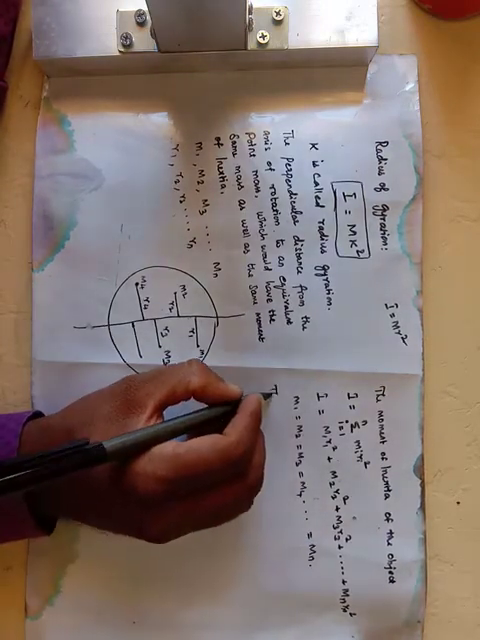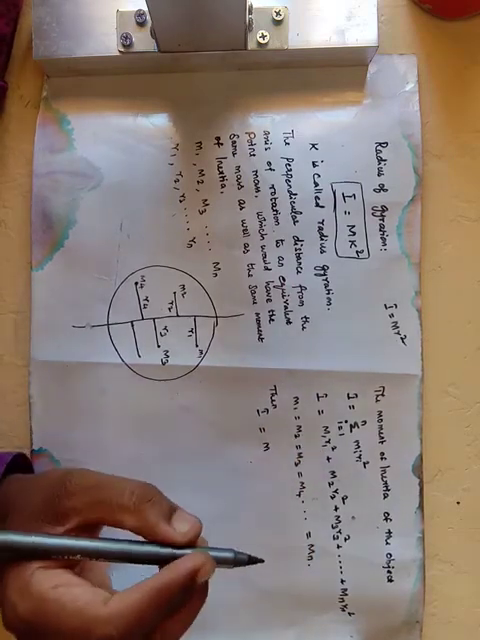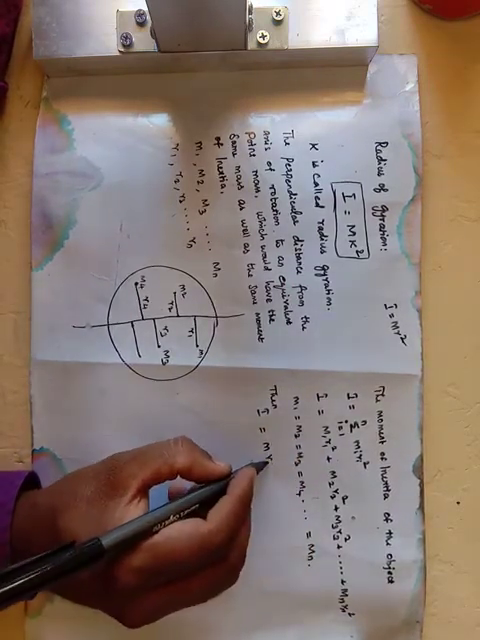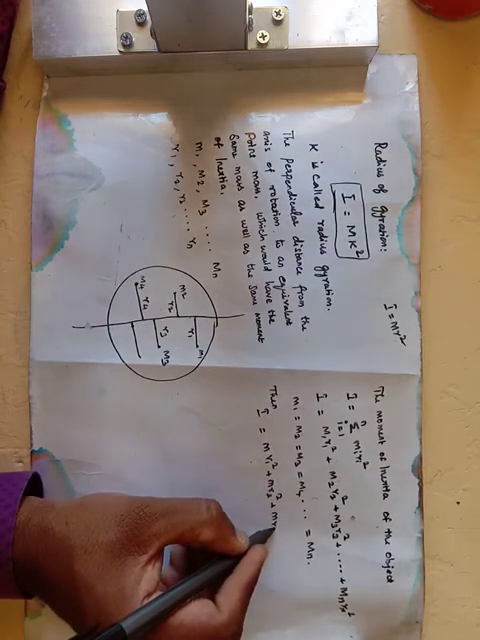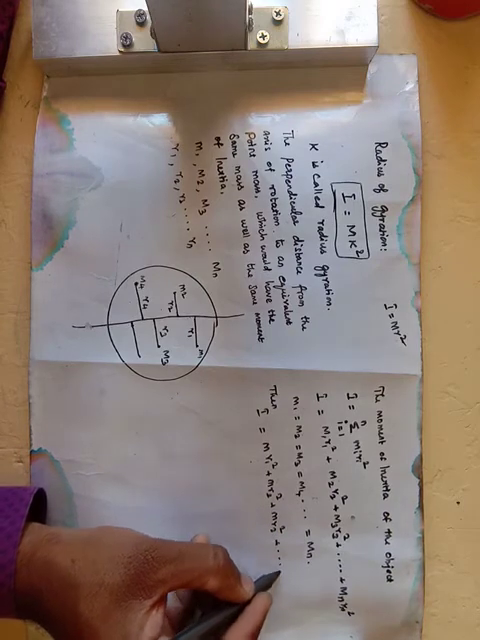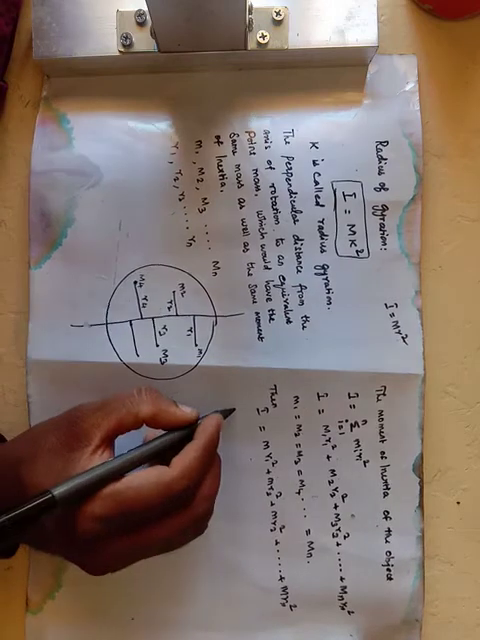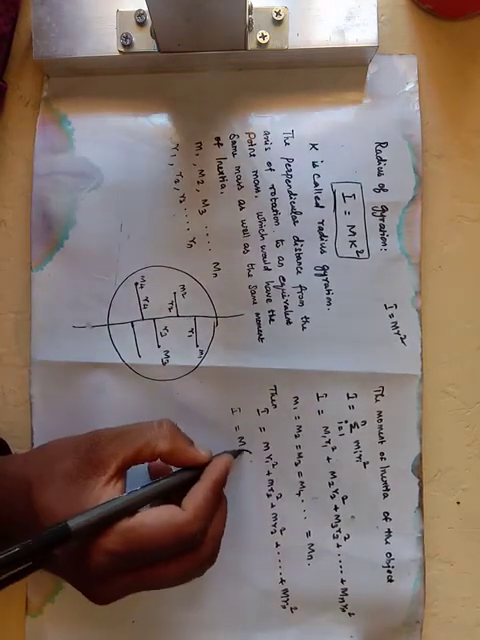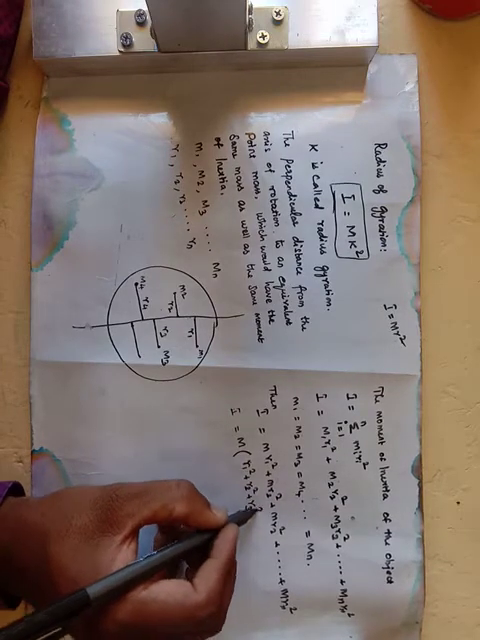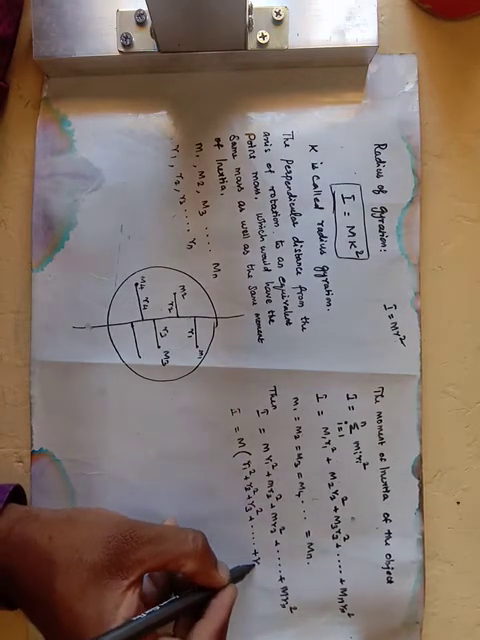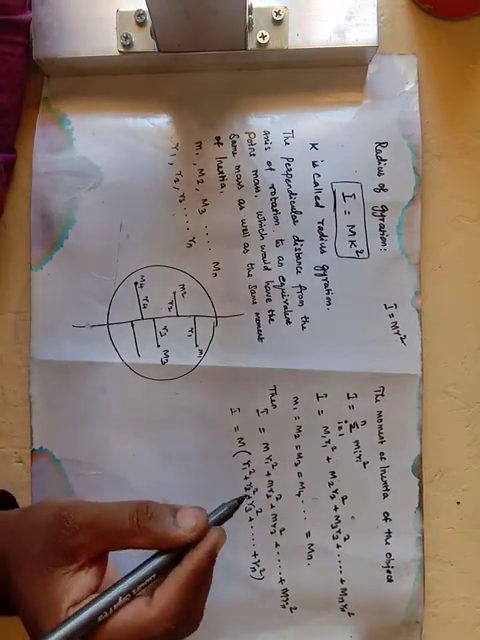So then we can write I is equal to m1 r1 square plus m r2 square plus m r3 square and so on plus m rn square. From this, in all the terms m is common, so it will be taken outside: m into r1 square plus r2 square plus r3 square plus and so on plus rn square.